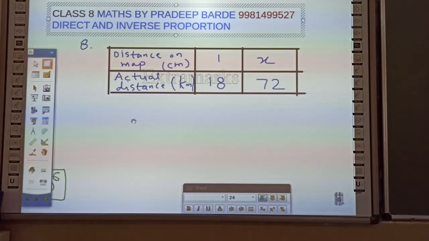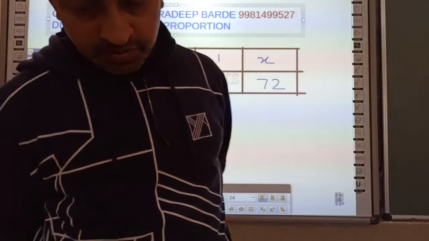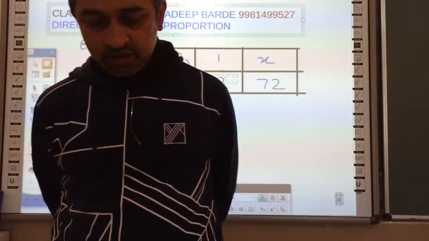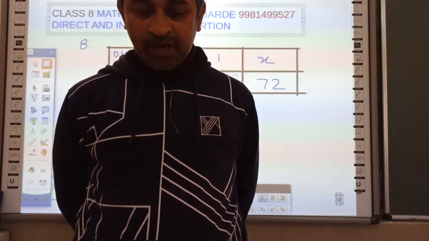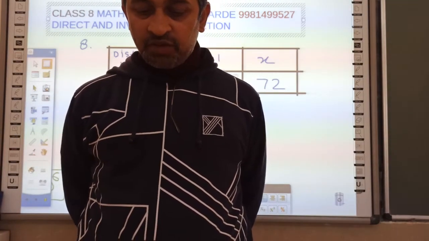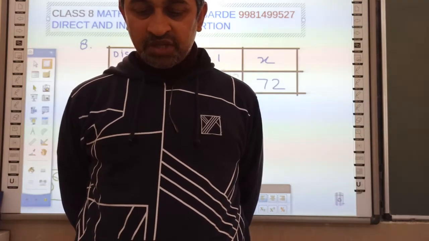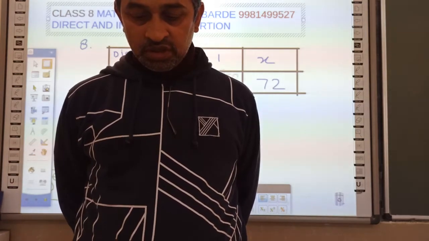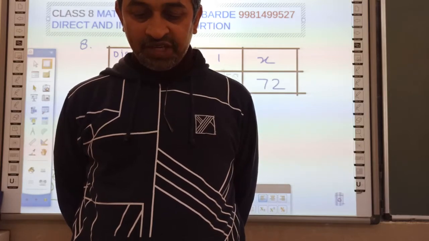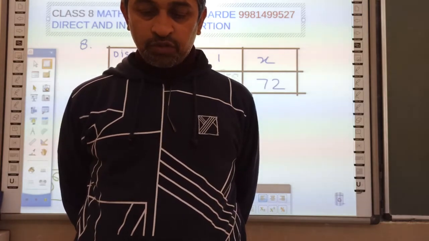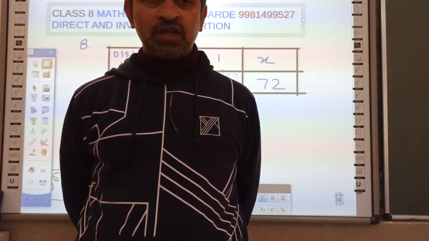Okay, next is question number 8 of exercise 13.1, again from NCERT. Rashmi has a road map with a scale of 1 centimeter measuring 18 kilometers. She drives on a road for 72 kilometers. What would be her distance covered in the map?